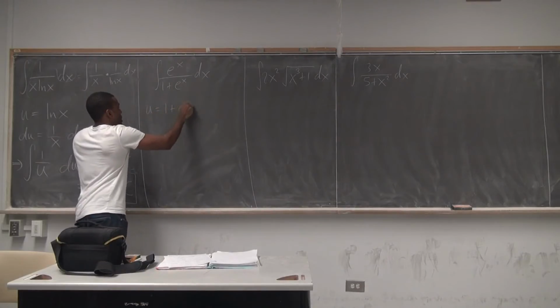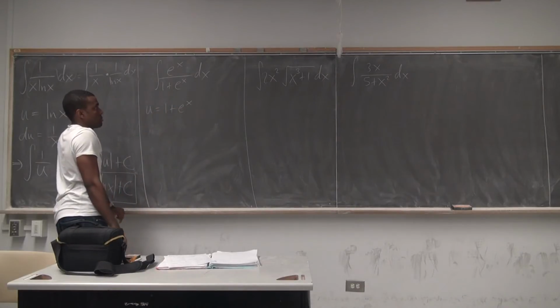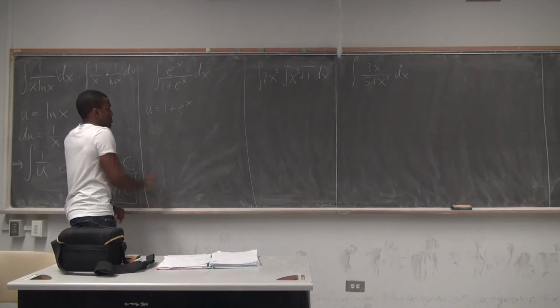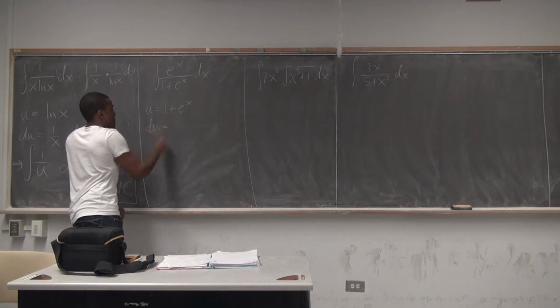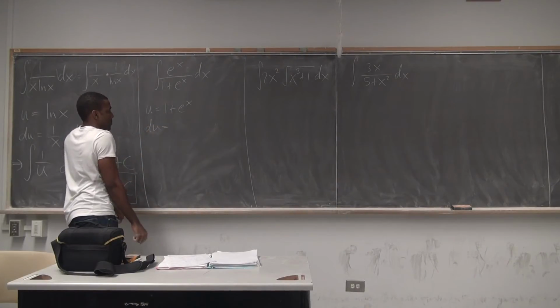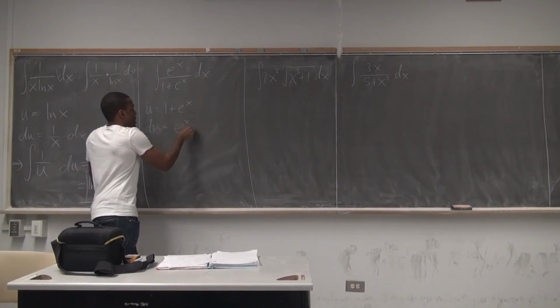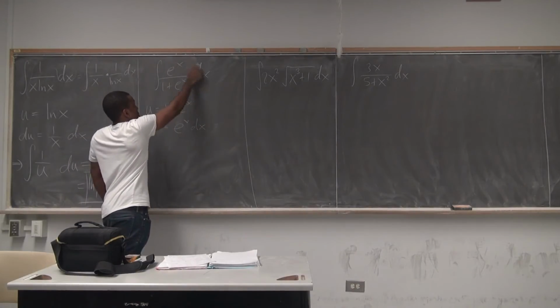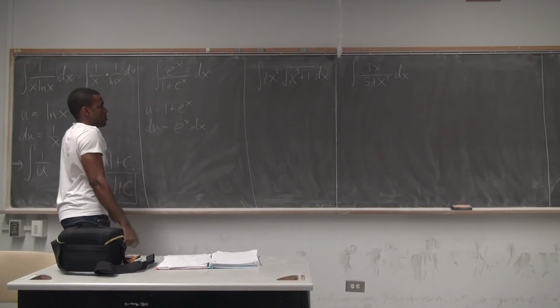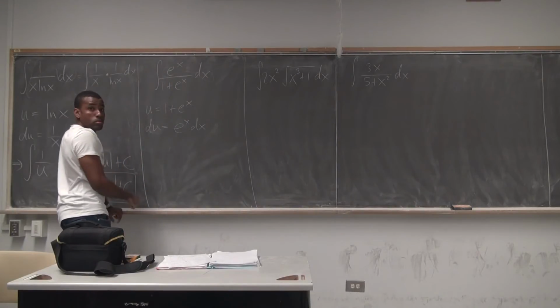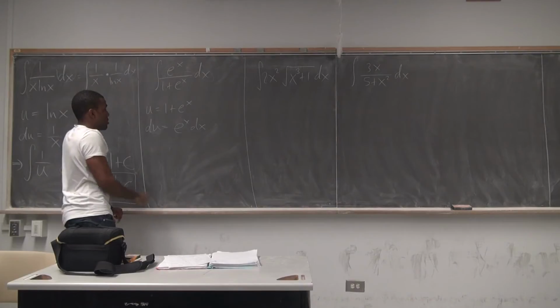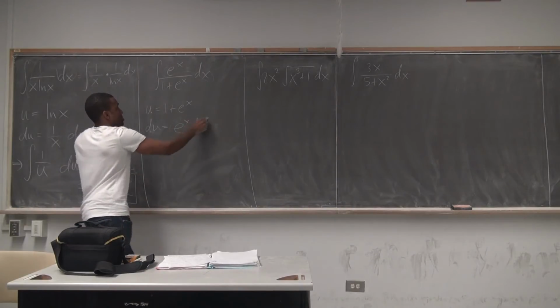Equals 1 plus e to the x. So your du would be, what's the derivative of this? E to the x dx, which you have right here. What does that have to do with it? When you just circle it, I'm circling this.